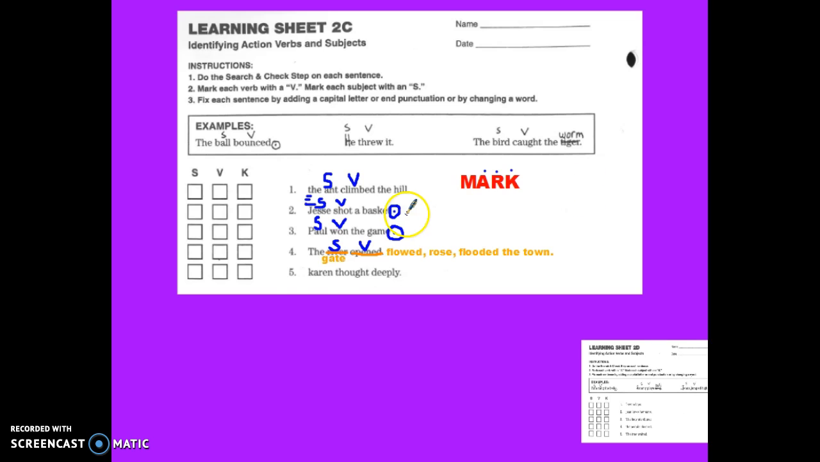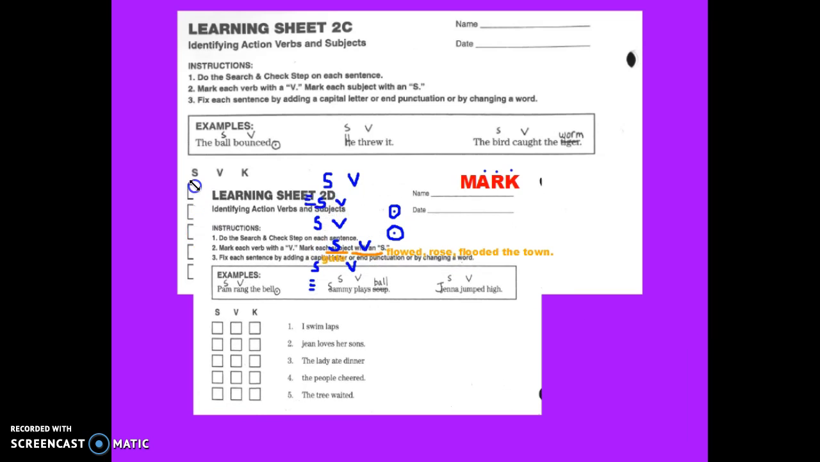Next, number 5, Karen thought deeply. Ask, is there a verb? Yep, it's a mind one. It's thought. Who or what thought? Karen did. Key in. I needed a capital letter on Karen. Karen thought deeply. It has a period, and it makes sense. I'm done with that page. Now the bottom half.